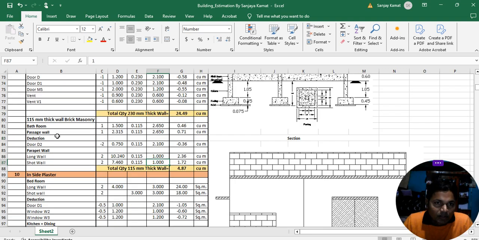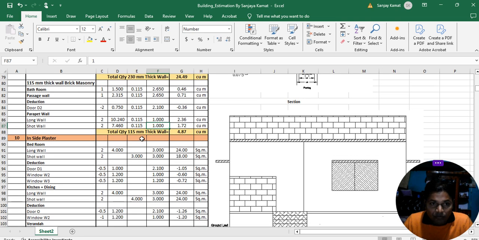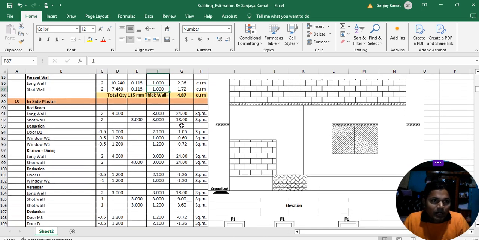See, we have the volume of the bathroom, the passage wall volume, the deduction volume of the door, and the deduction of the parapet wall. So what you do is sum all of this. After summing all of this, you will get 4.87 cubic meter. Okay. So once you get this, now come to point number 10.